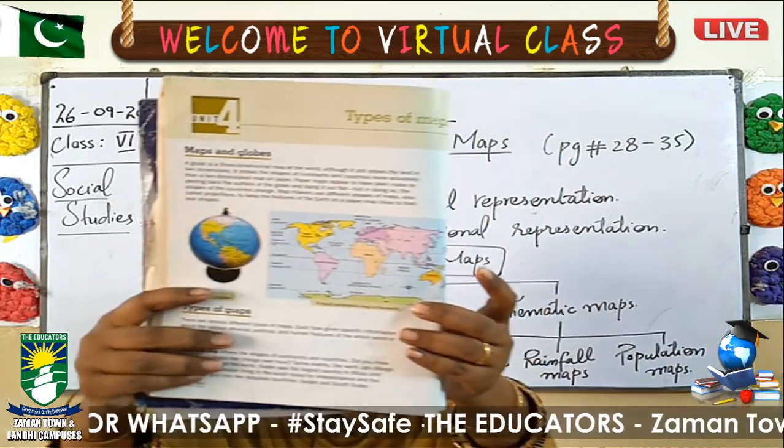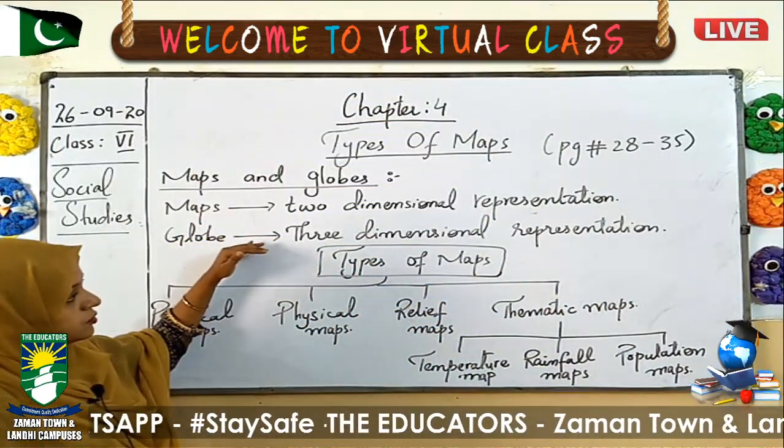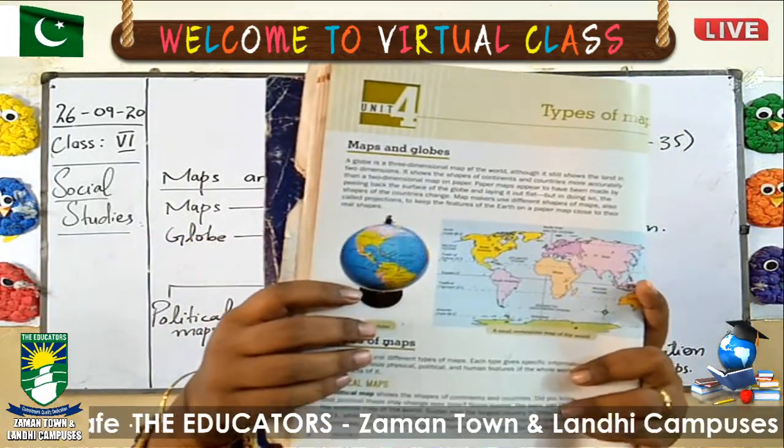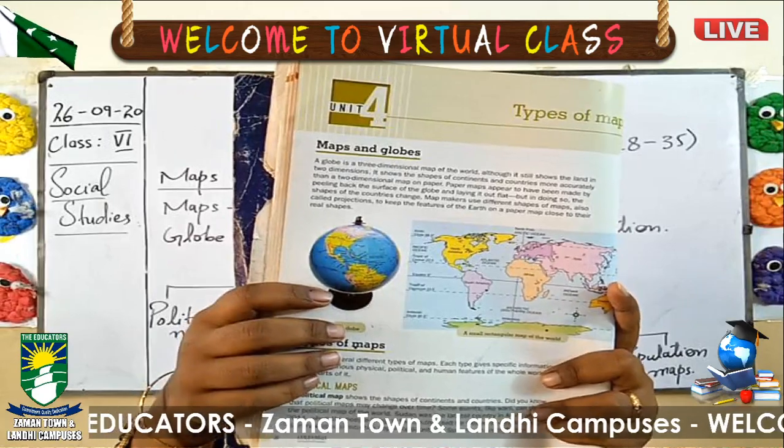And what is the globe? It is the three-dimensional representation in the form of this. This is the globe of the earth.